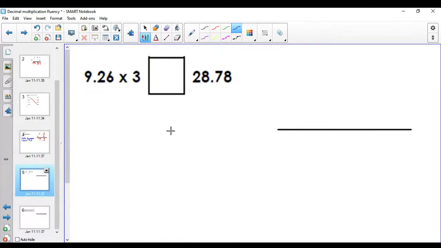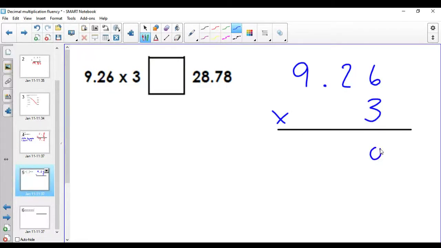Okay, a different type of problem where you need these skills. We're looking here to fill in the box with an inequality symbol. So it could be greater than, less than, equal to. Now this says 9.26 times 3 and 28.78. So it makes sense to do 9.26 multiplied by 3, and we'll see if the answer is 28.78.